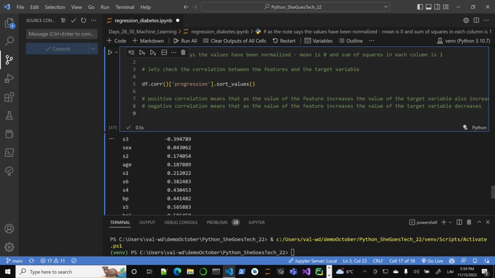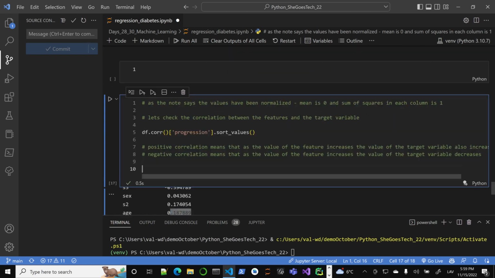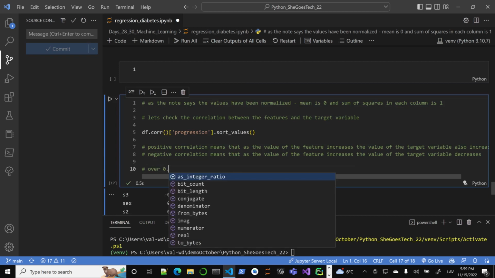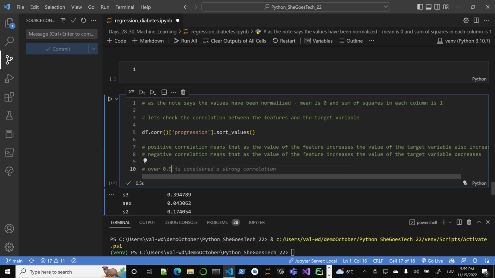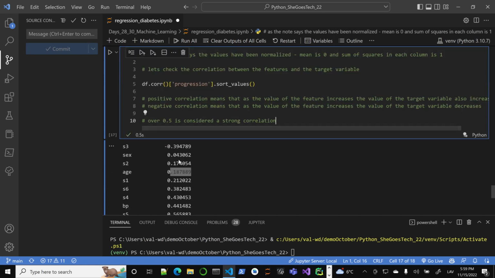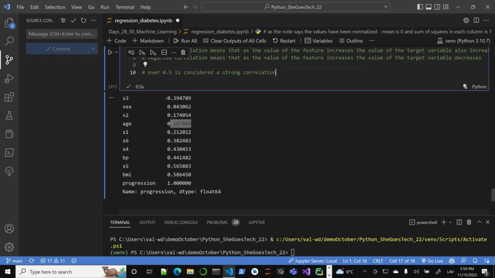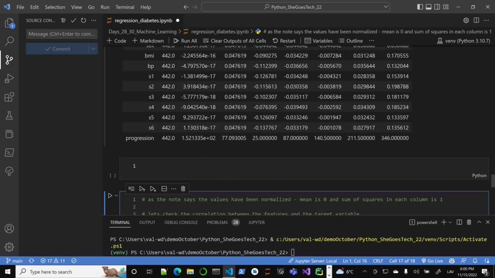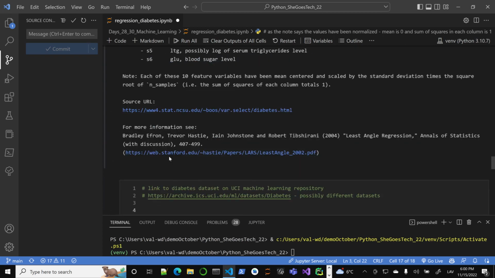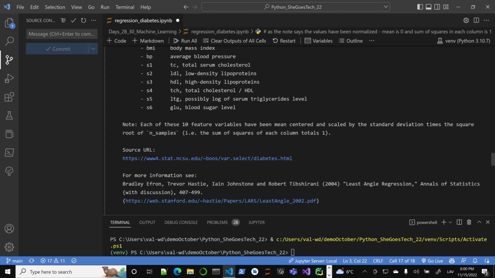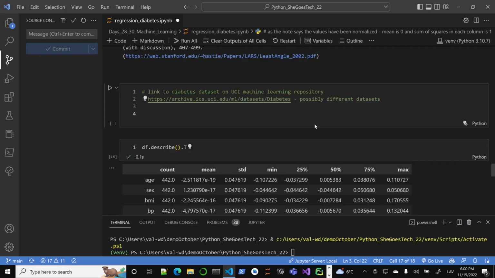Of course, it could be correlated in other cases, but not in this case. So probably we don't need to use sex. Age also is correlated, and anything over a certain strength is fine. All right, so we'll use S5. S5 is also strongly correlated. This is probably the log of serum triglycerides level. Let's use that as well.